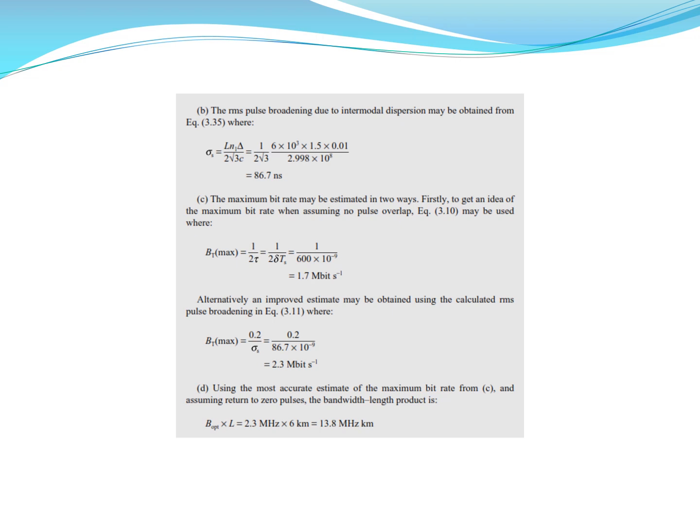We have to determine the last part, which is the bandwidth length product. The bandwidth is already calculated, so it is 2.3 Mbps. Here it is 2.3 multiplied by the length of the fiber, which is 6 kilometers, which comes to around 13.8 megahertz kilometer. So this is the bandwidth length product of the fiber.